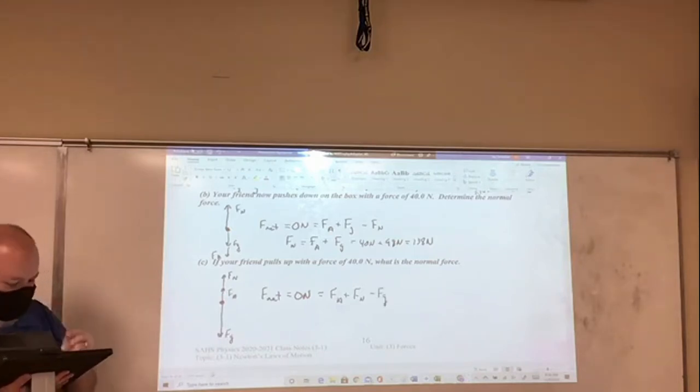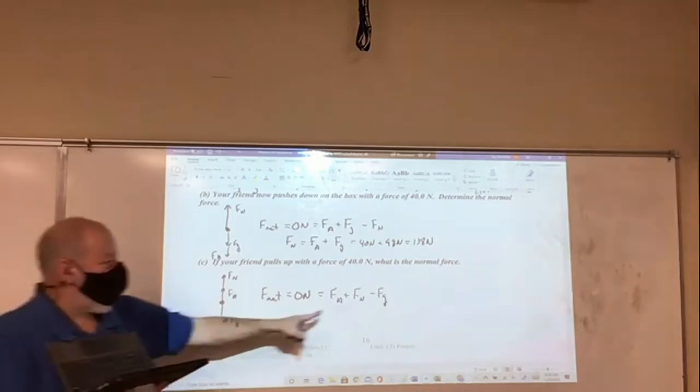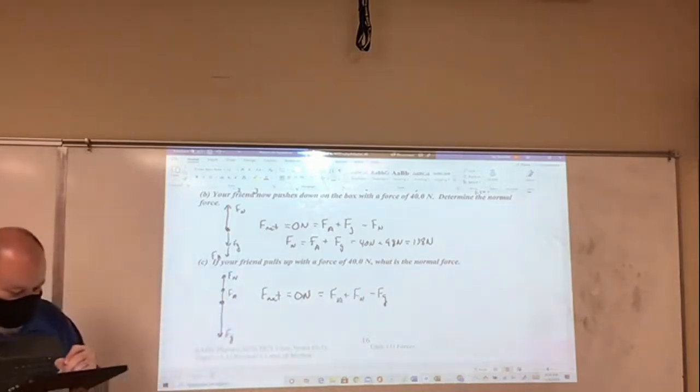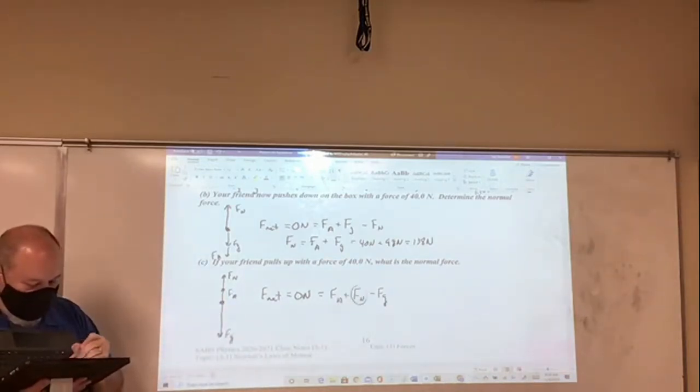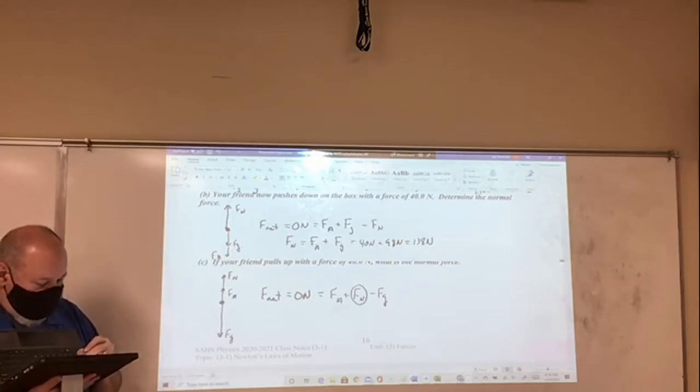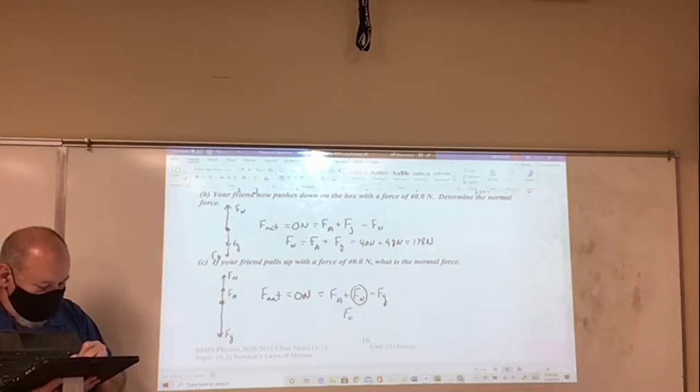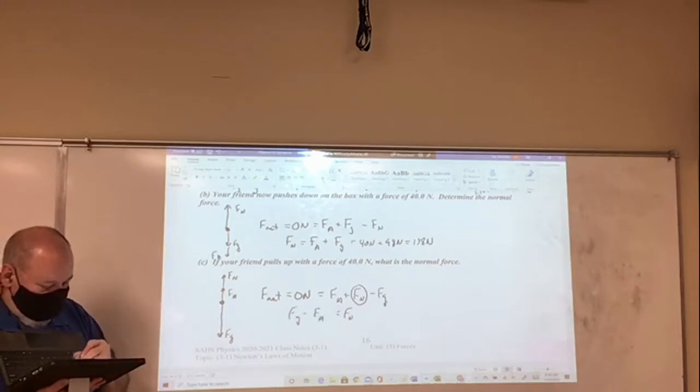Okay? But in this case, since I want the normal force, I'm just going to keep it on this side of the equation since it's already positive, and I'm going to say the normal force equals the force due to gravity minus the applied force.